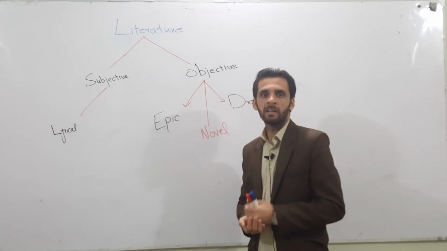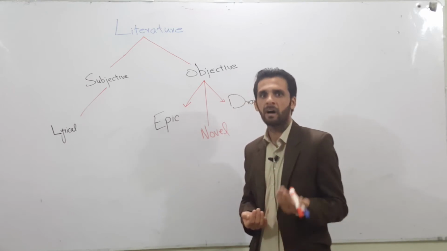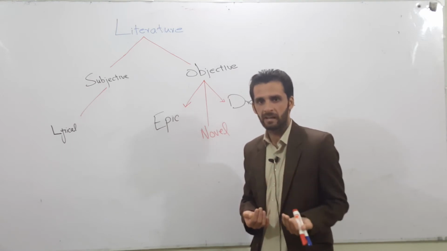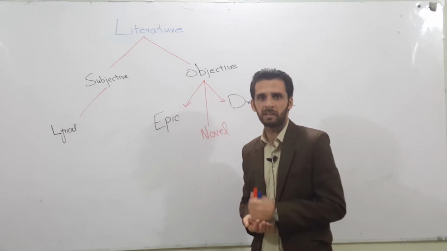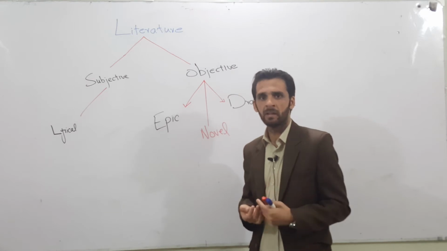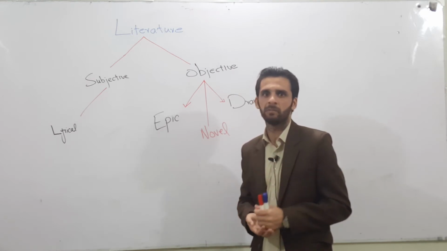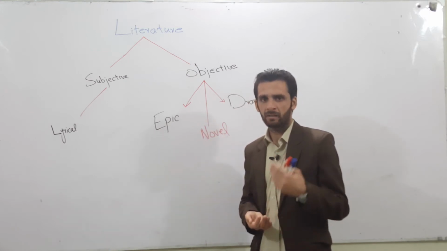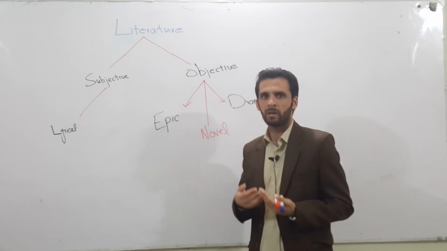Subjective literature gets its triggers, motivation or inspiration from the self, from the inside, from the interior, like the lyrical pieces of the Romantic age, odes and lyrical ballads. They got their inspiration, motivation or triggers from the internal, from the self of the writer. On the other hand, the motivation, triggers or inspiration for the objective literature is from the outside world.